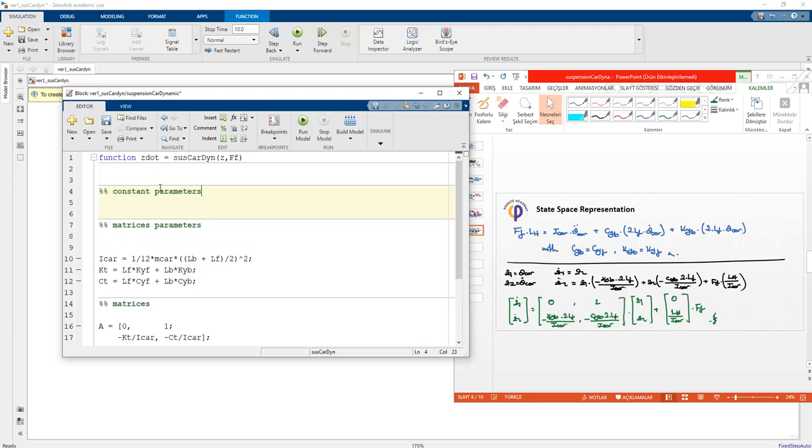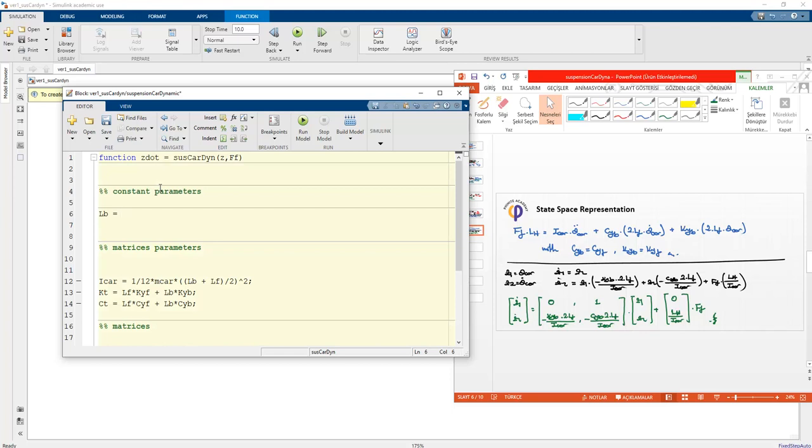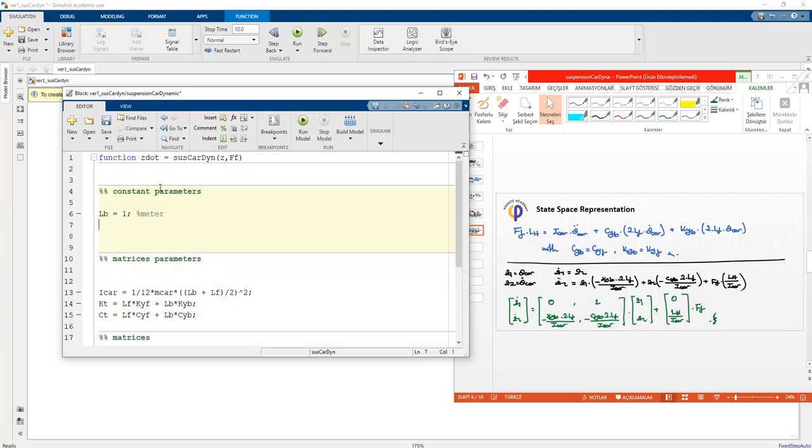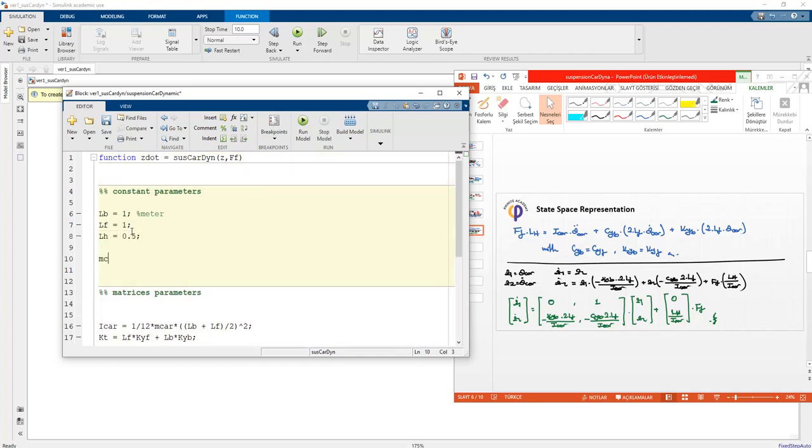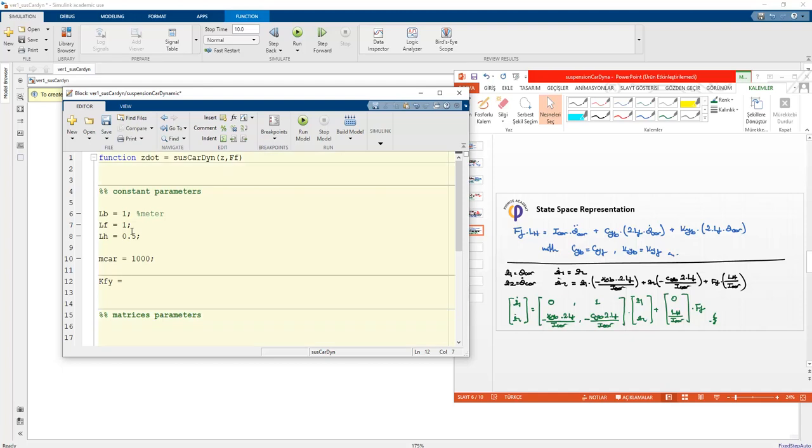And so what about the constant parameters? Constant parameters. And so Lb is equal to 1 meter in here, and so Lf is equal to 1, but we can choose a different number to assign to the Lf. Lh is equal to 0.5, okay? M car is equal to 100 or 1000 kilogram, and Kyf is the suspension ratio 1e5, Kyb is equal to 1e5, and so Cyf is equal to 1e3, Cyb is equal to 1e3, 1000.